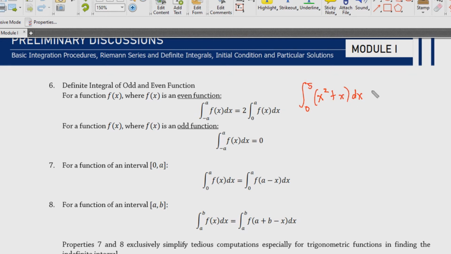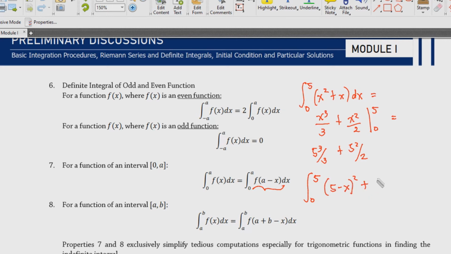Now, if you try to integrate this, the answer should be x cubed over 3 plus x squared over 2. Now, we need to evaluate this from 0 to 5, and the answer should be 5 cubed over 3 plus 5 squared over 2, because the 0 will just make them 0. So, minus 0, which gives you this answer. Now, if you try to do this a minus x, this becomes the integral from 0 to 5 of (5 minus x) squared plus (5 minus x), with respect to the variable of integration.